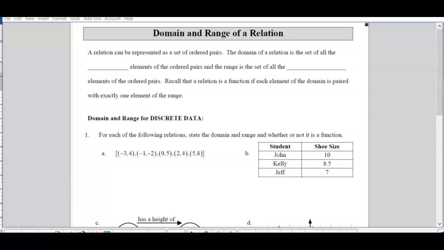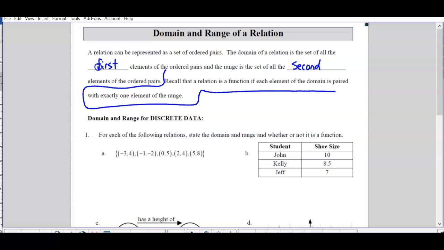So take a look at the notes. It says a relation can be represented as a set of ordered pairs. The domain of a relation is a set of all the first elements of the ordered pairs, and the range is the set of all the second elements of the ordered pairs. Recall that a relation is a function if each element of the domain is paired with exactly one element of the range, right? So this is your definition. If you're asked on a test, that's what it would be, okay?